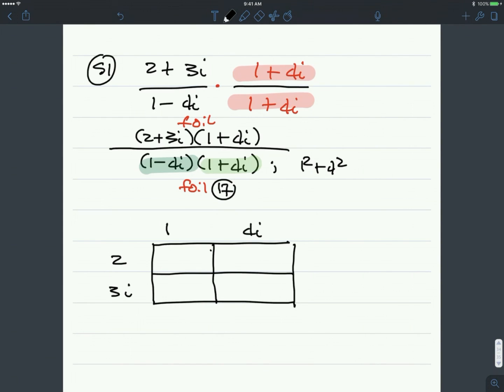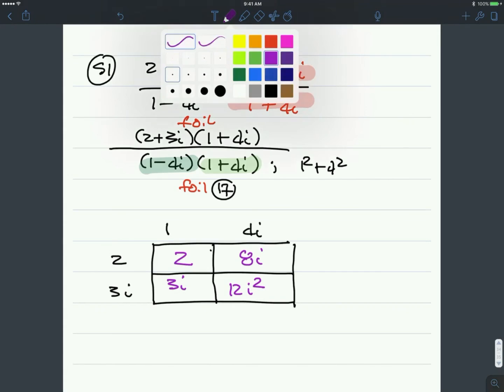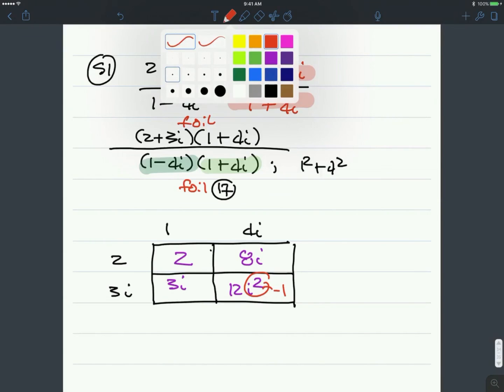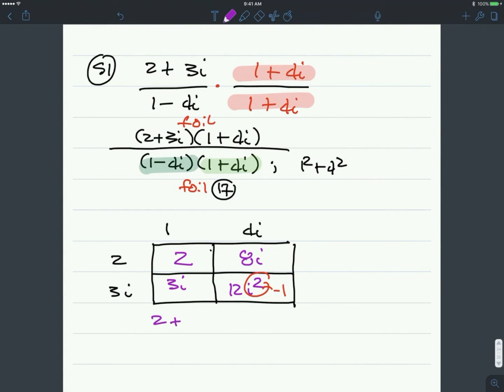So 1 times 2, let's enter the information in the FOIL box. 1 times 2 is 2. 2 times 4i is 8i. 3i times 1 is 3i. 3i times 4i, 12i squared. i squared is a value negative 1. So all my terms are going to be the following. 2 plus 8i plus 3i plus 12 times negative 1, or 2 plus 11i minus 12. I will end up with negative 10 plus 11i.